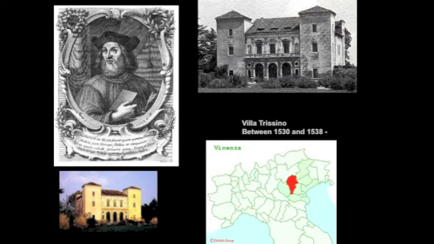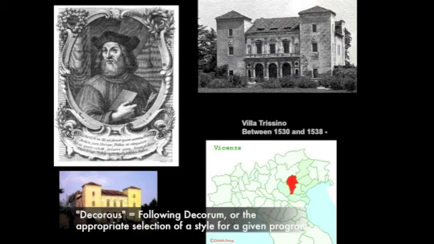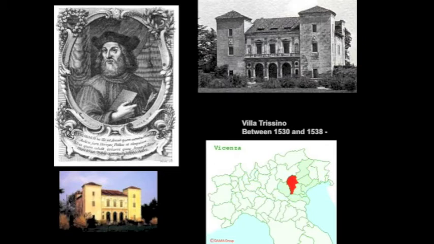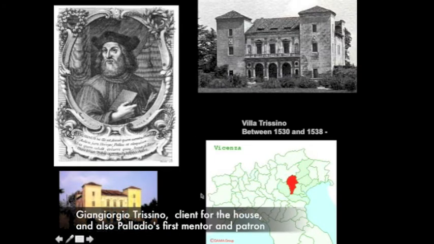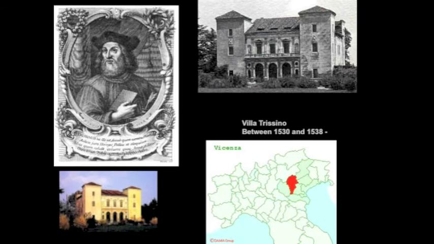And he's working through those ideas based on a desire to find a decorous solution to the problem. And by decorum, I mean the right material, the right cheerfulness or gravity, the right imagery, the right way to express the stature of somebody here like Gian Giorgio Trissino, Palladio's patron, for whom this early house was designed. By the way, Trissino was the one who gave Palladio his cute nickname, Palladio.